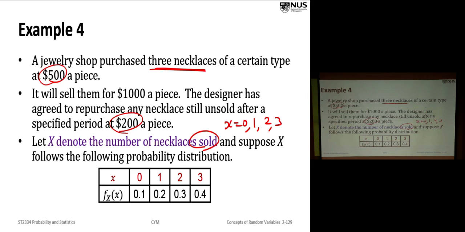So it's a table form. Can we express this in a formula? Is it possible? For this particular example, f of x equals 0.1 times (x plus 1), where x equals 0, 1, 2, and 3, and 0 otherwise. Check whether this is the same as the one given in the table. When x equals 0, it is 0.1. When x equals 1, it is 0.2, and so on.